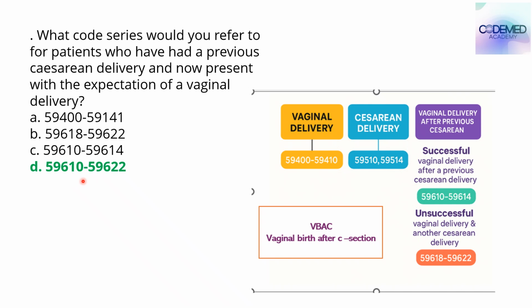So yes, D is the correct answer, which is 59610 to 59622. Because here they have just given you the scenario that first cesarean and then the second vaginal is what the doctor is doing. But they haven't said whether the outcome was positive or negative, that is successful or unsuccessful. So we have to cover the complete series. B and C are not the right answer because they specify whether it is successful or unsuccessful, and we are not even looking at that. We are just looking at this scenario, and that's why D is the correct answer.